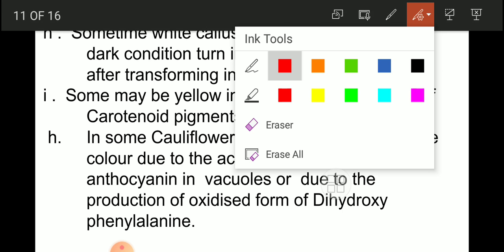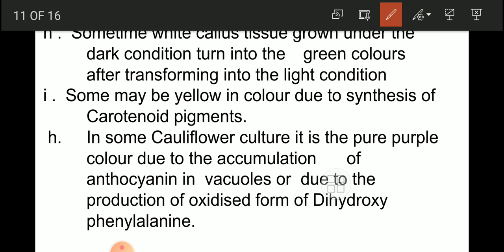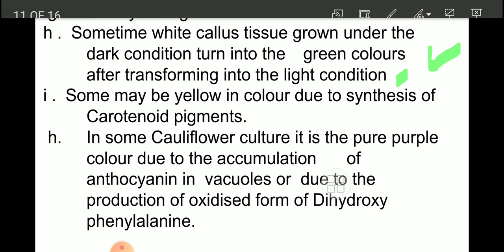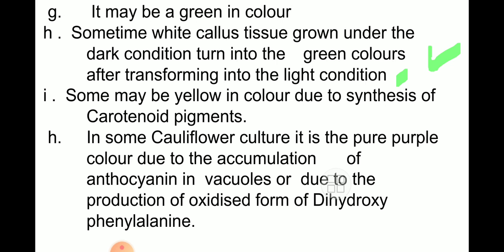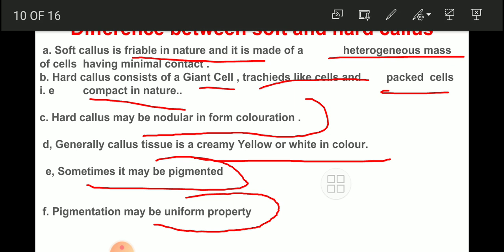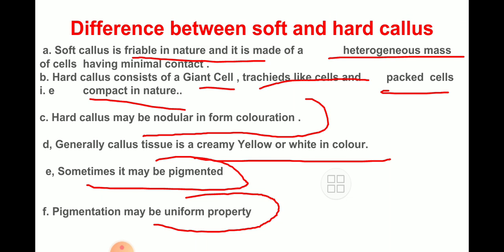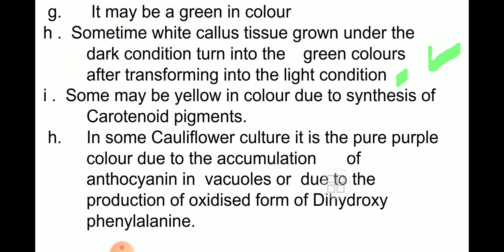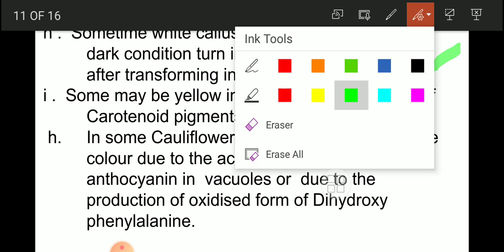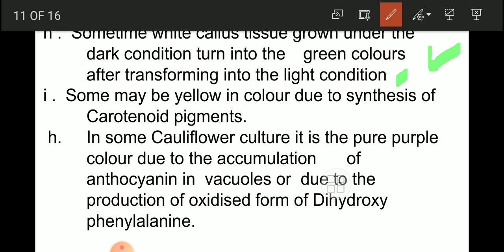Again, it may be green in color. Sometimes white callus tissue grown under dark conditions turns green after transfer to light conditions, isn't it? Again, some may be yellow in color, and that color is because of the synthesis of carotenoids.